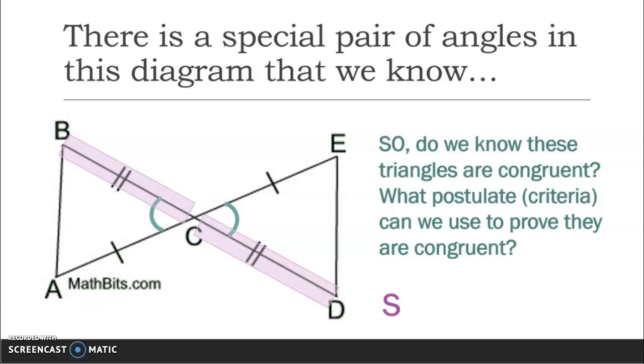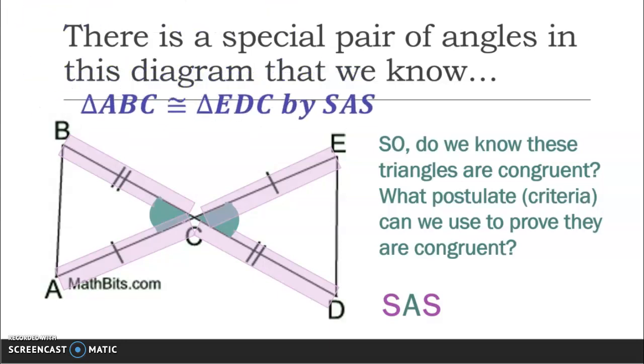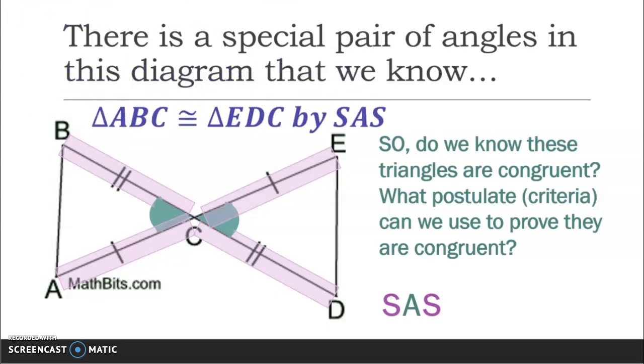So this is the postulate that guarantees that these are congruent. We've got a congruent side, a congruent angle, and a congruent side in that order. And therefore, these two triangles are congruent by side, angle, side. And just pay attention to how you're naming those triangles so that you're going around in the same order.